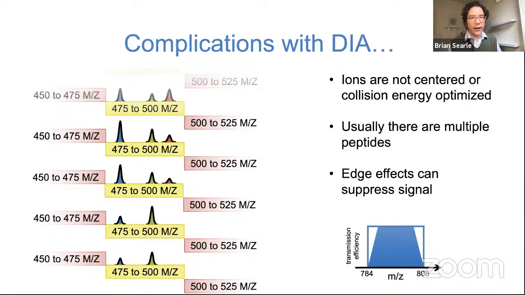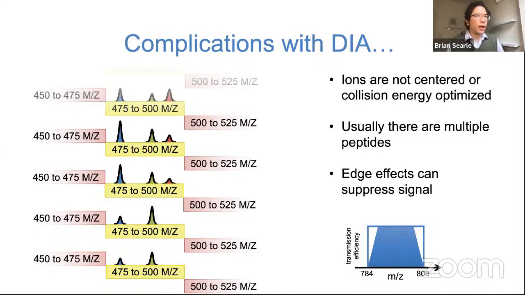So for example, at the beginning of that 475 and at the end of that 500 mass range, we essentially have a trapezoidal transmission efficiency. So not all peptides are actually put into the mass spectrometer in the same way, or at the same intensity. For example, that red peptide on the end might not get as much signal put into the mass spectrometer as that green peptide in the middle.